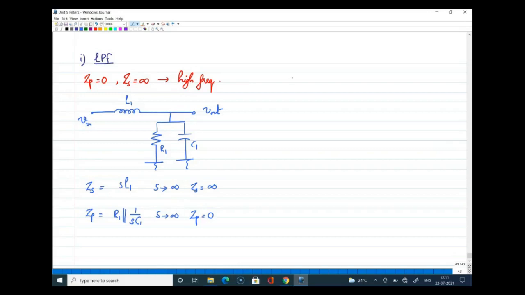In that case, you can write the transfer function V out by V in. Can you quickly write what the transfer function of this filter with R1, C1 and L1 is? Can you quickly find it?